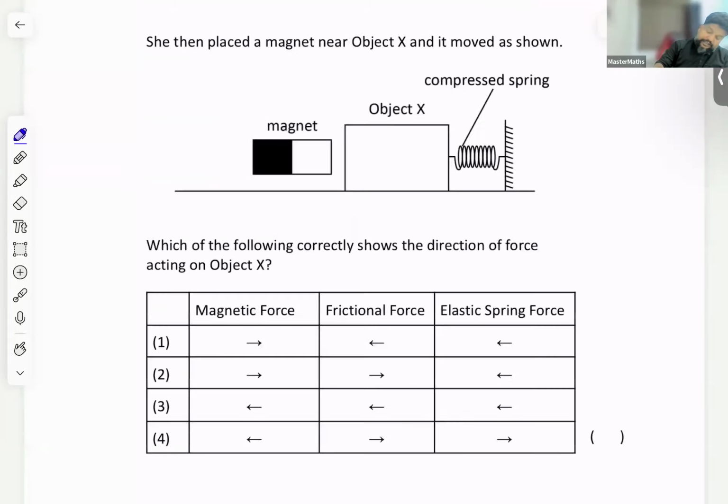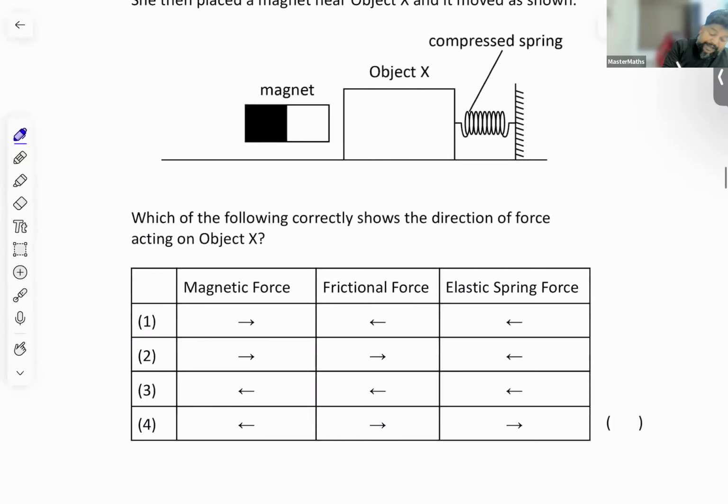Okay. So when the magnet attracts, the magnet is attracting the object. So this is magnetic force, which is good. Frictional force, the object moves this way. This is moving, right? And friction acts in the opposite direction. So friction is this, correct? And when that happens, the spring is compressed. So the spring wants to return to its original length, which is like this.